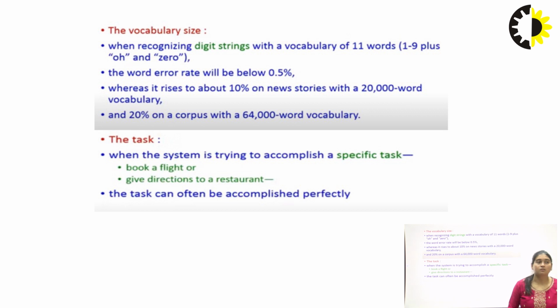While recognizing digit strings with a vocabulary of 11 words, the error rate is below 0.5%. And when it rises to a 20,000 word vocabulary, then the error rises above 10%. So that is quite high. And with the 64,000 word vocabulary, it is 20%. So vocabulary size does matter. And last is the task. When the system is trying to accomplish a specific task, like booking a flight or giving directions to a restaurant, the task can often be accomplished perfectly. Okay.